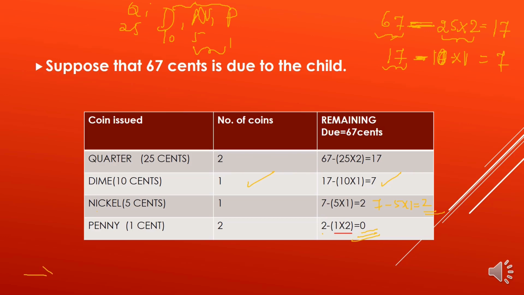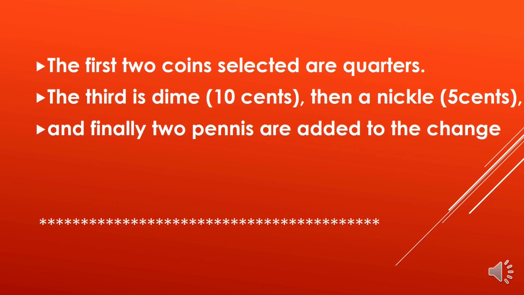So the minimum number of coins needed are 1, 2, 3, 4, 5, 6. The first two coins that we selected are quarters, as the value is highest, then the third is dime, 10 cents, then nickel, and finally 2 pennies are added to the change. This is how the cashier returns change to the child.